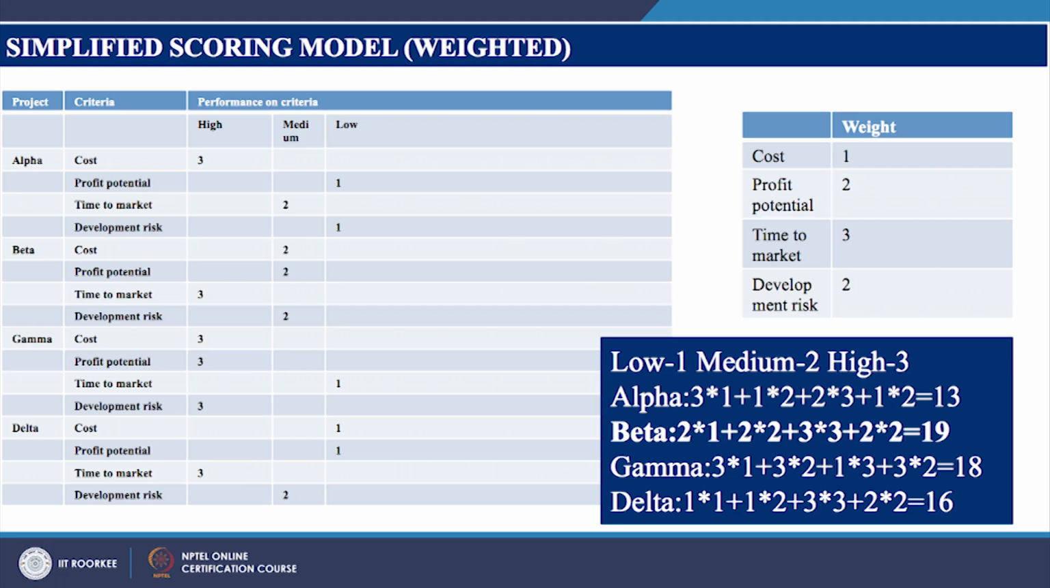So, for alpha this final number is 13, for beta it is 2 into 1, then you have got 2 into 3, sorry 2 into 2 and then 3 into 3 and 2 into 2. So, this is 19. So, the project which you would be selecting is beta, right. So, this is a weighted scoring model.